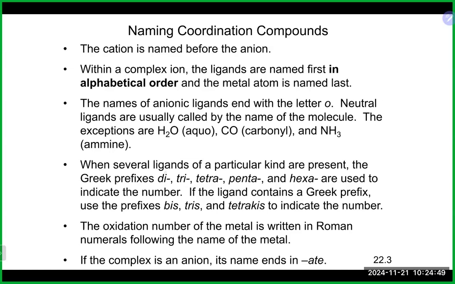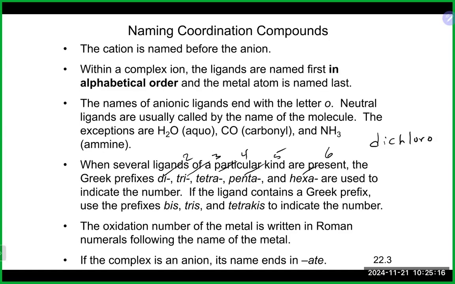So again, we can use these prefixes depending on how many of each of these ligands we have going on. If you had two chlorines, it would be dichloro. We do name our halogens, by the way, chloro, fluoro, iodo, and bromo, kind of like what they do in organic chemistry. So that's how these are named as well.